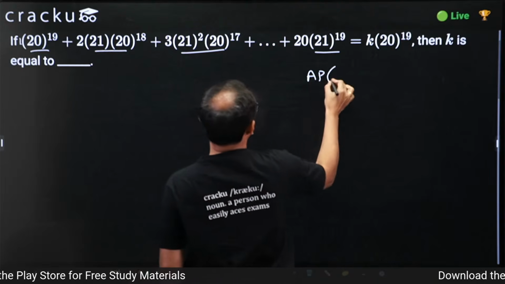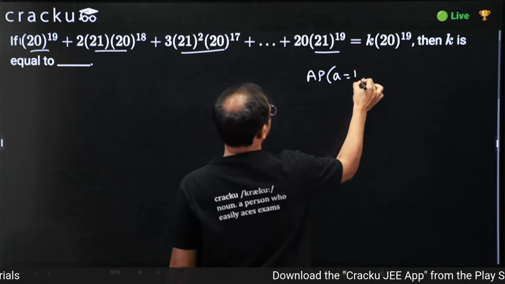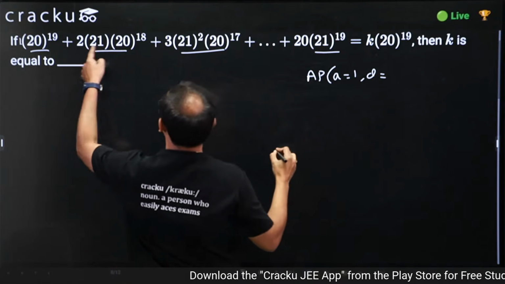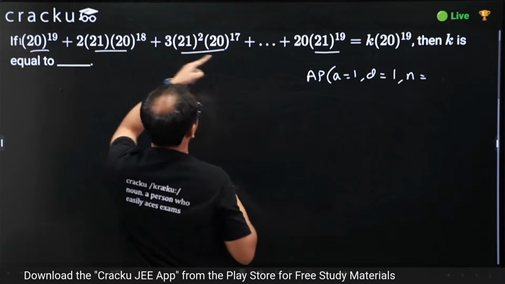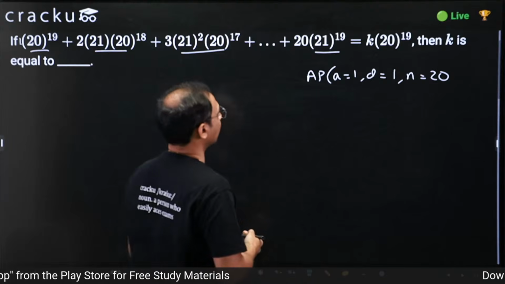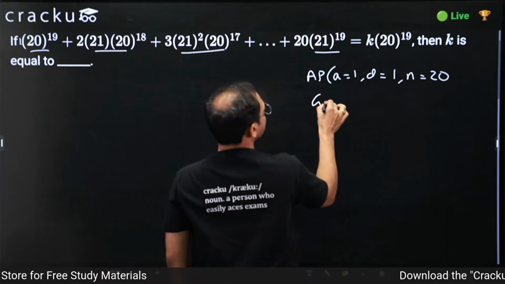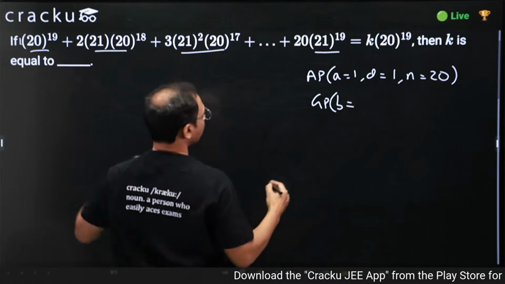I have the AP part where the first term is 1. Common difference 1, 2, 3 and so on. Common difference is also 1. Number of terms is 1 to 20. So we have 20 terms here. So we have SN formula coming up. And the GP part, first term is 20 power 19.